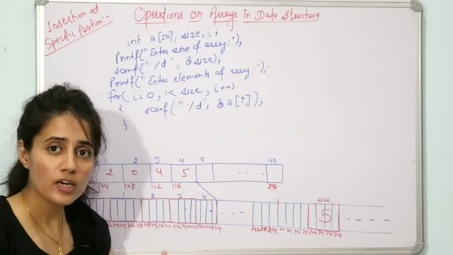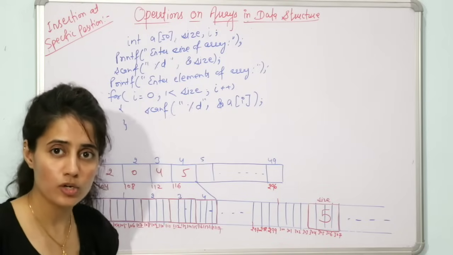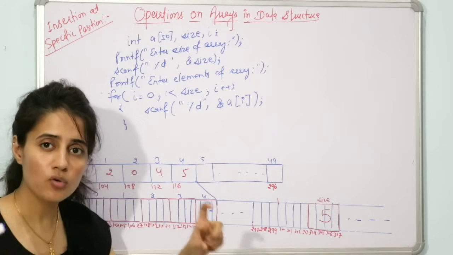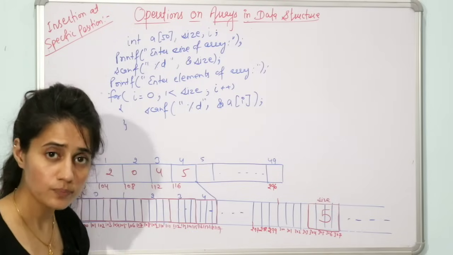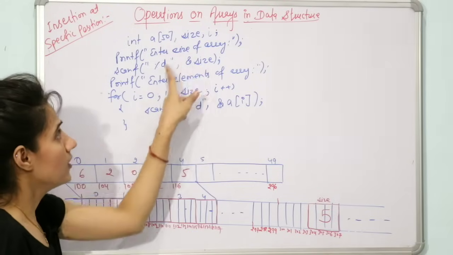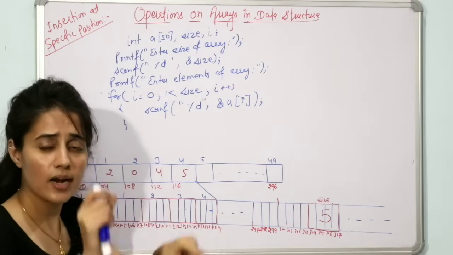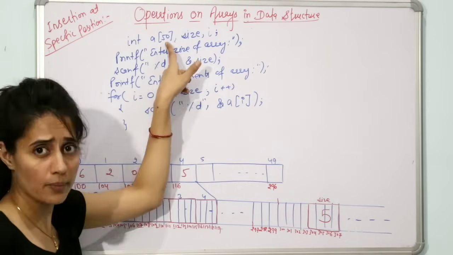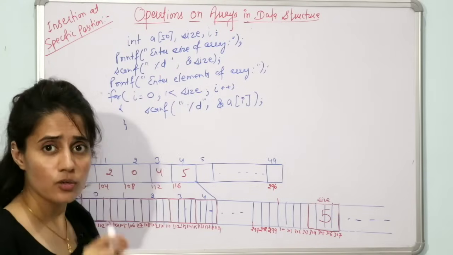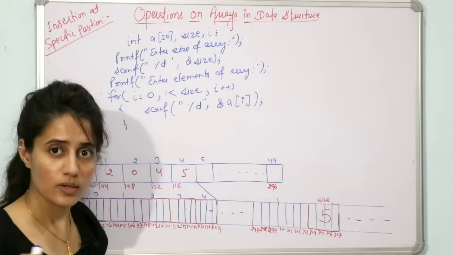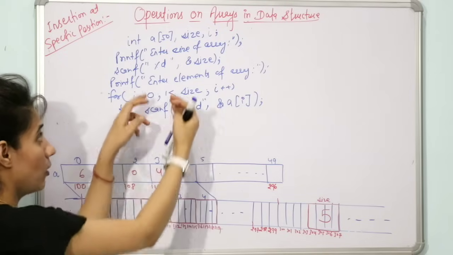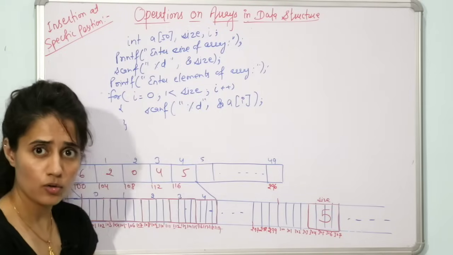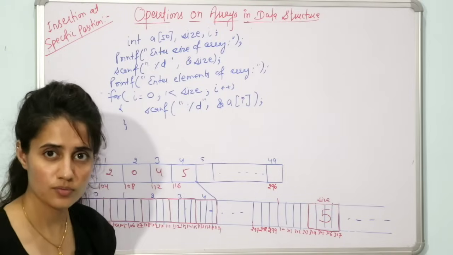The programmer has to write code in the program to check the upper bound limit of the array. Fine. So here, only after inputting the size, you will write a line that if size is greater than this upper bound limit, this 50, then you will print what? Overflow condition. Else you will write that enter the elements of the array, and the other code you will write in the else block.